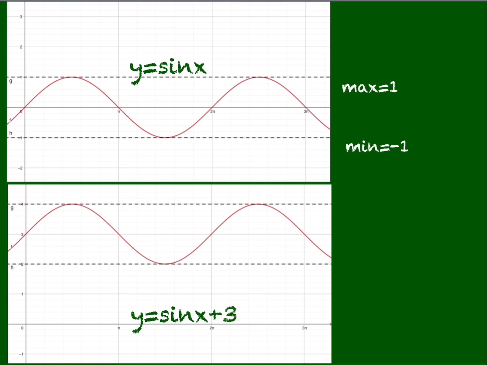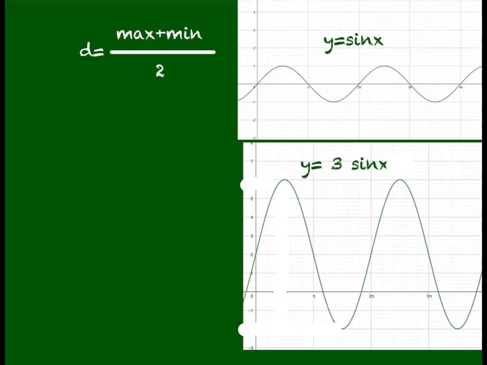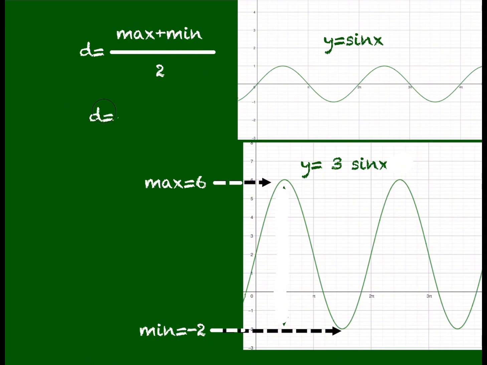Let me show you the effect of the d value on the range visually. The basic sine function has a range between -1 and 1, so we can observe how the range is changing. It is increased by 3 because d equals 3. Now, if we can figure out the maximum and minimum values from the graph or another method, we need to use just the formula to determine the d value. Maximum value is 6, and minimum value is -2. From the formula we will get d equals 2.